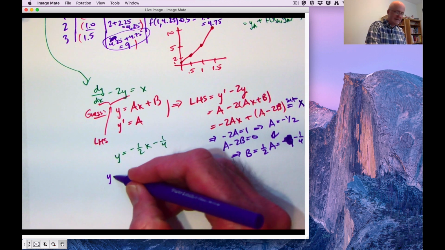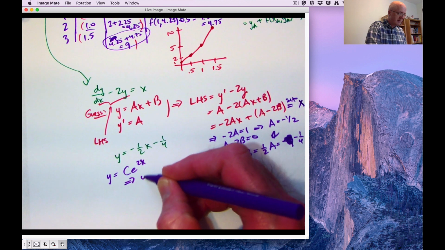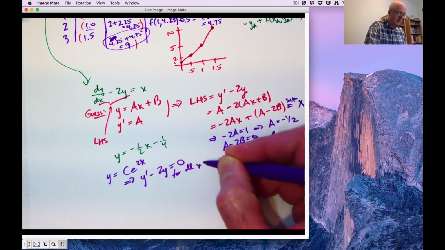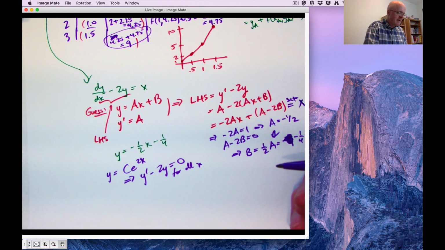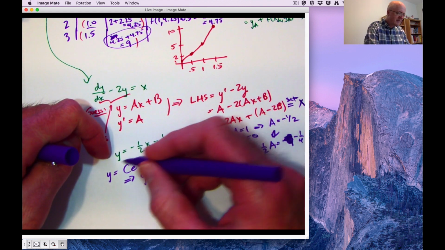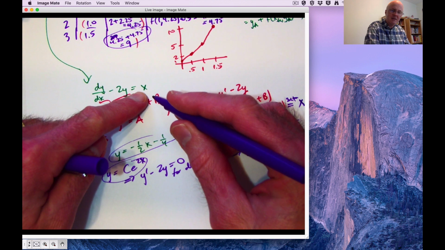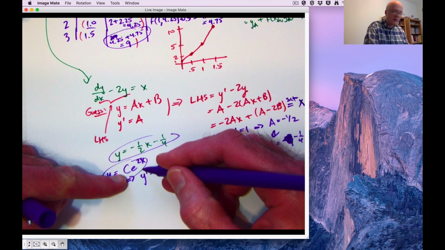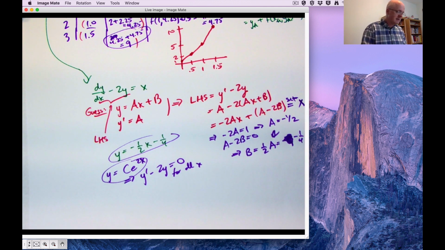If y is c times e to the 2x, that's going to have the property that y prime minus 2y equals 0 for all x. y prime equals 2y for all x. Doesn't matter what c is. So now, if I add this kind of function to this, it should still solve the differential equation with an x on the right side. Because this part, when you plug it into the differential equation, gives you the x part. When you plug this part into the left side, you get 0. It doesn't affect the right side after simplification. It doesn't affect how it matches the right side. So that's what we want to do.